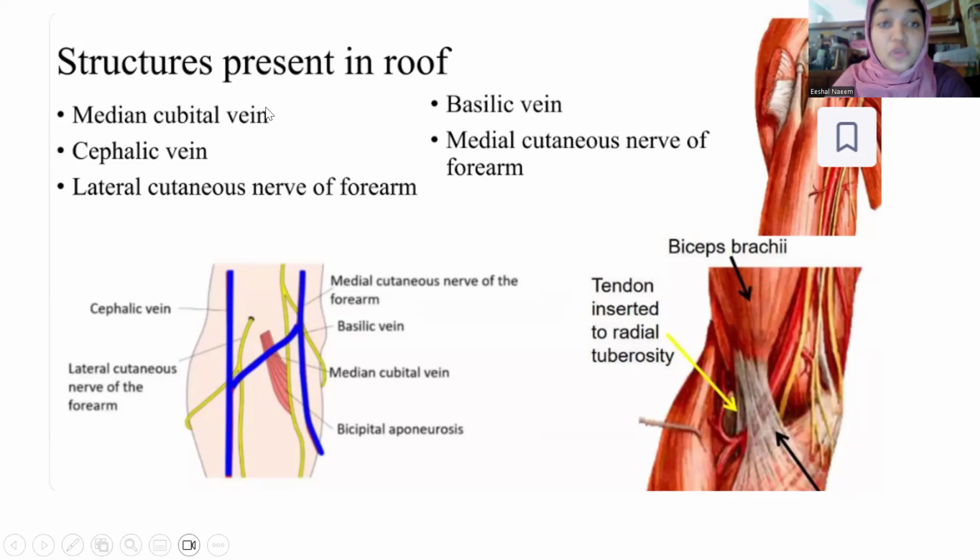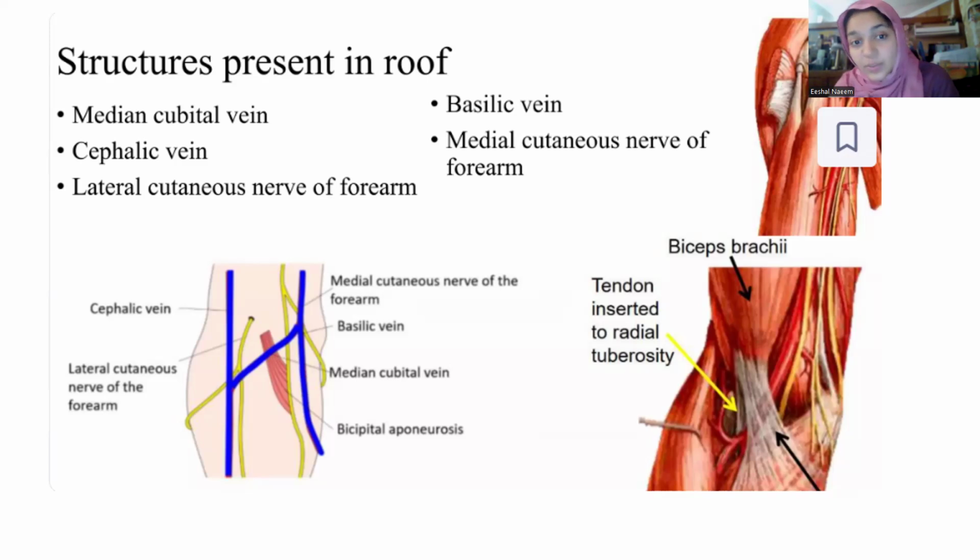So structures present in the roof of the cubital fossa include the median cubital vein, which is connecting the basilic vein to the cephalic vein. Always remember that the cephalic vein is present laterally, and that's why the cephalic vein also becomes one of the contents of the anatomical snuff box, because we know that it is present laterally. Then the lateral cutaneous nerve of forearm is also present on the roof. The basilic vein is present medially, and then the medial cutaneous nerve of the arm. In the superficial area, you will find cutaneous nerves because they have to supply the skin. That's why they're lying superficially.